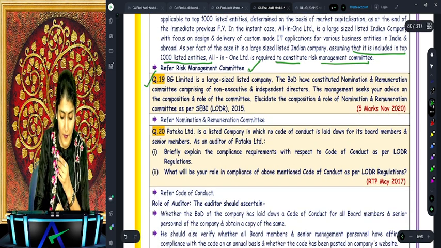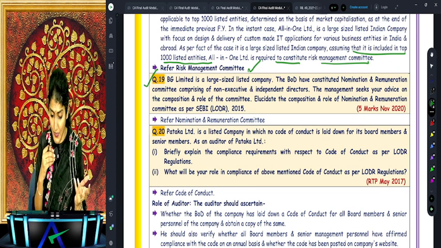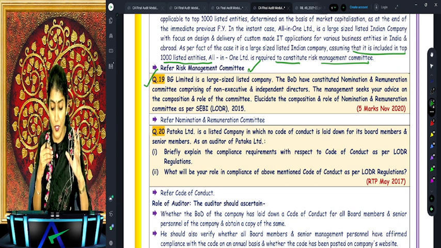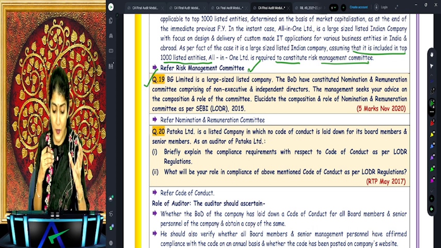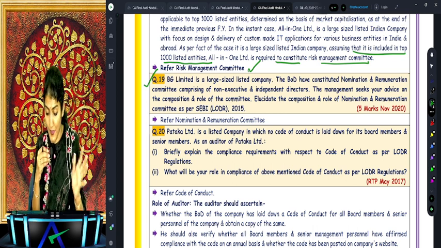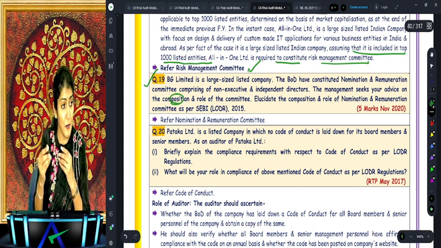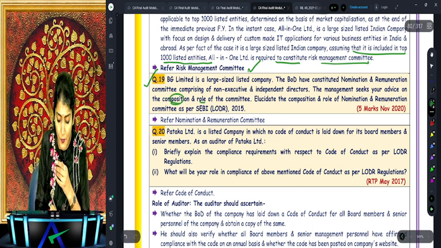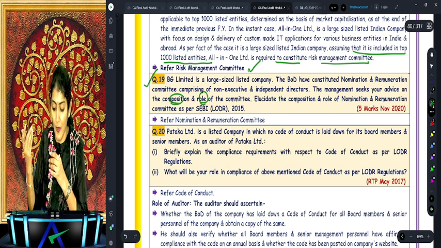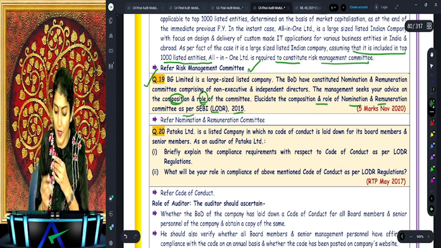Right. Question number 19. What does it say? BG Limited is a large size listed company. The board of directors have constituted a nomination remuneration committee comprising of the non-executive and independent directors. Very good. The management seeks your advice on the composition. Composition means the constitution and also the role of this committee. Elucidate the composition and role of the nomination remuneration committee as per SEBI LODR.